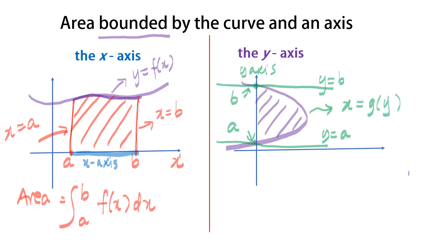The area of this shaded region will be, you will have to integrate from a to b, g of y dy. It's dy because you're actually getting the limits from the y-axis. So how is it bounded? Let's check now. It's bounded by the curve and the y-axis.